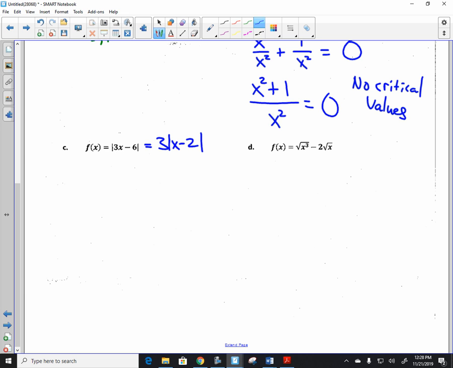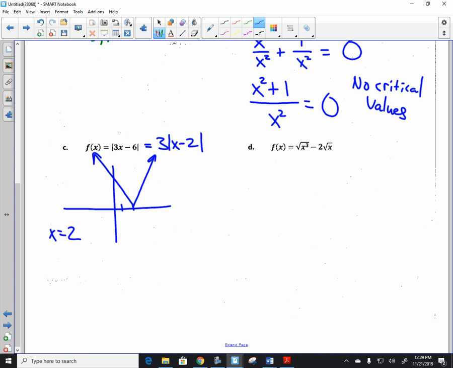Everybody agree that the absolute value of 3x minus 6 is the same as 3 times the absolute value of x minus 2? Could we graph that? What does that shape look like? V? So what x value would you have a critical value? At x equals 2. How come? Because that's where you have a corner. So x equals 2 is my critical value.